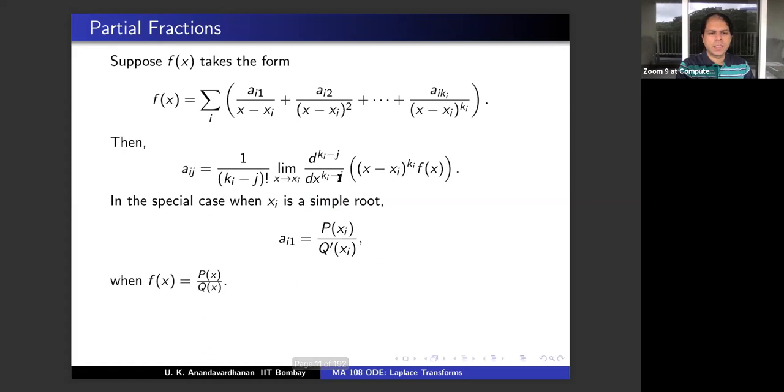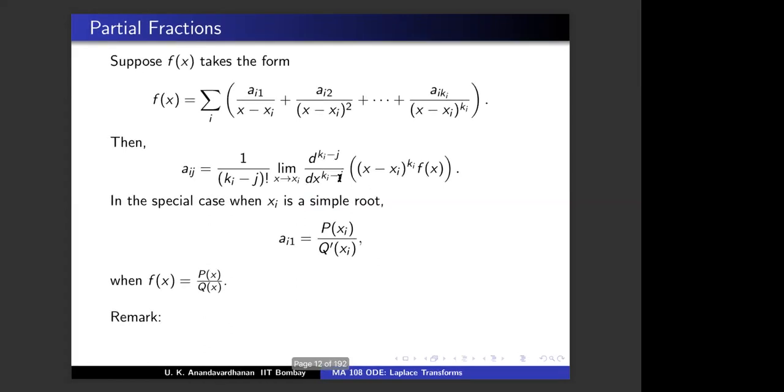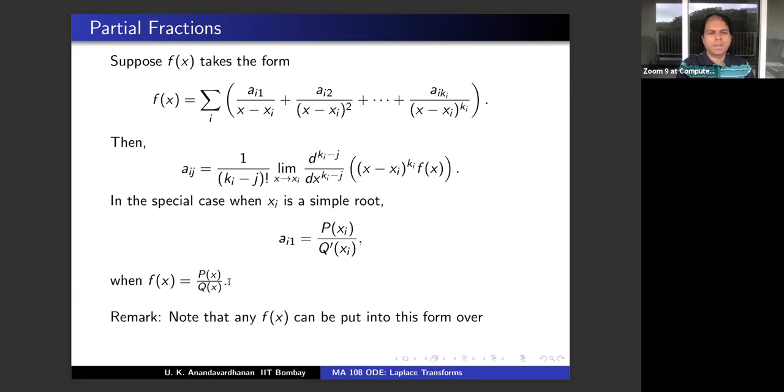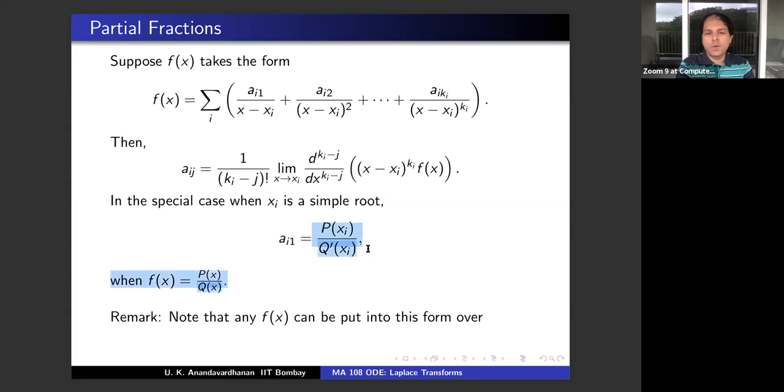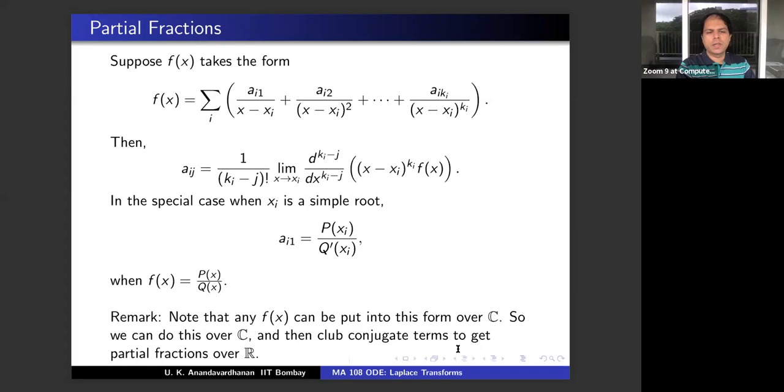We will see some examples. You can work out more examples. f(x) you write as p(x) by q(x). But this formula you should apply only if you know everything is a simple root. Otherwise you should apply the other one. Let's see some examples. And as we discussed last time, if you are getting complex roots, then you will have to club together conjugate terms in order to get partial fractions over R.